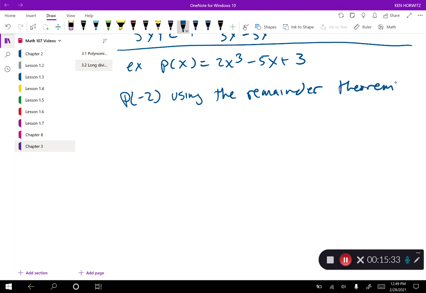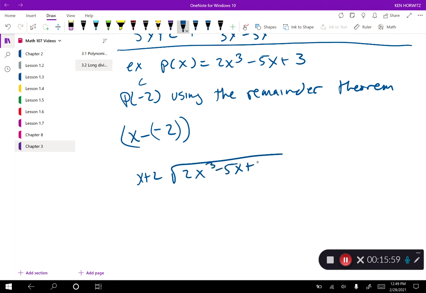All right. So basically what it's saying is that if I take x minus -2, x minus c, this is c right here from my theorem. So this here is c. If I take x minus c, which can be simplified to x plus 2, and I divide it into 2x cubed minus 5x plus 3, whatever the remainder is should be equal to p of -2.